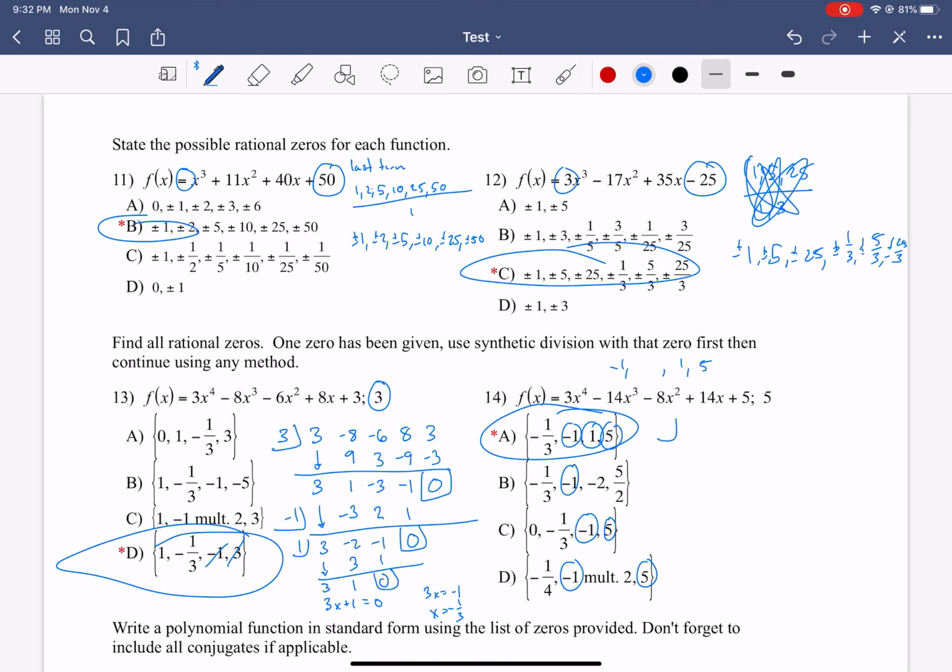So we have our first root, which is 5. And then we have 3, negative 14, negative 8, positive 14, and 5. So we carry down the 3. We get 15. We get negative 3. We get negative 1. And we get 0. So then again, because we knew these 3 options, the next one we could do could be 1. So carry down the 3.